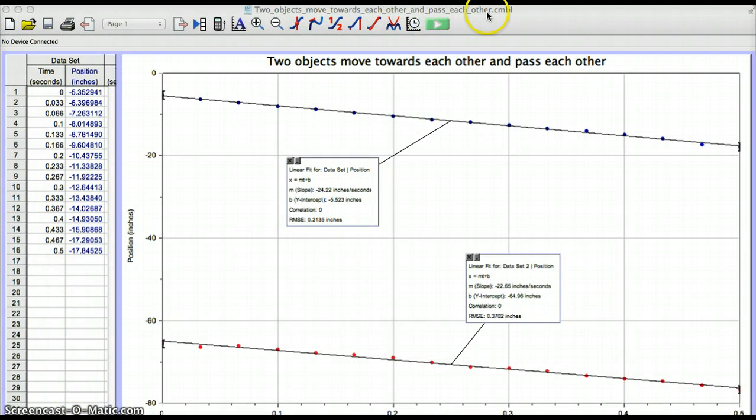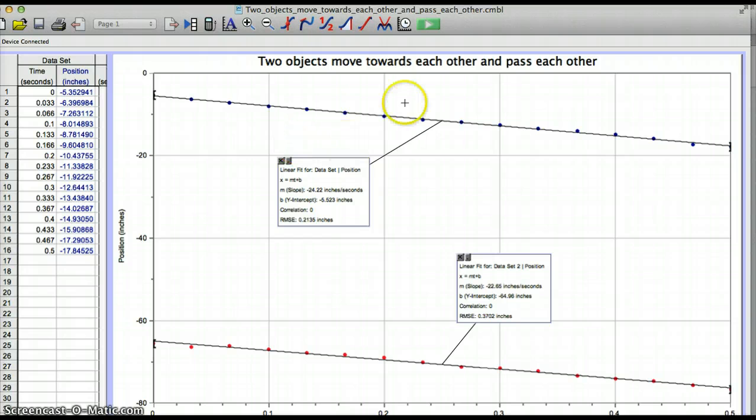Okay, this graph is similar to the one I just showed you guys. This is when two objects move towards each other and pass each other. So for this graph, it's moving in the negative direction, and the same formula applies. The slope is negative 24.22 inches per second, which means every second that passes, the object moves 24.22 inches in the negative direction. And at 0 time, right here, it is at negative 5.23 inches.